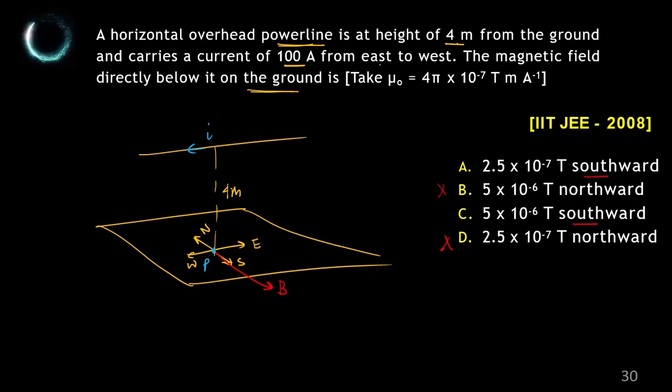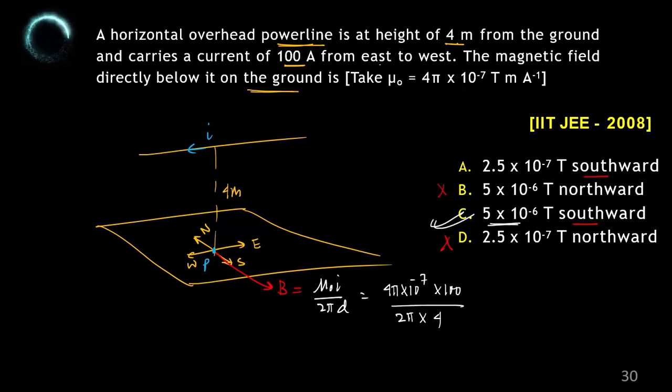Now check for the value. B will be the value due to an infinite wire. So ultimately your answer should be mu naught I by 2 pi. That is the formula. Mu naught is 4 pi into 10 to the minus 7, I is 100 ampere, and 2 pi into d, where d is again 4 meter. So 2 pi cancels out, and 2 by 4 is 1 by 2. So it is 5 into 10 to the minus 6 Tesla towards the southward.